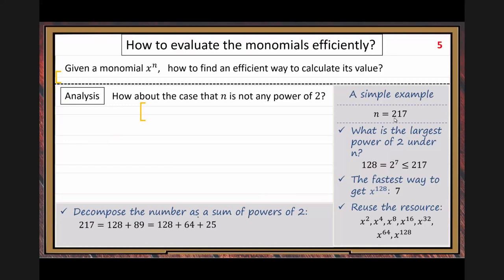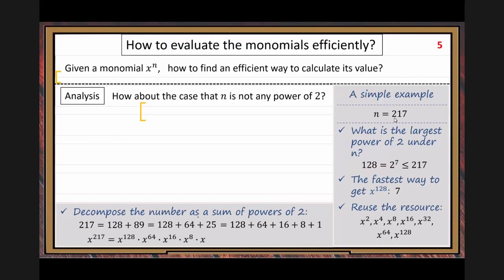So we try to split. We split 89 as 64 plus 25. 64 is a power of 2. 25 is not, so we split 25 as 16 plus 8 plus 1. Here, actually, you can see what we get: basically, the binary representation of 217, right? That's what we are doing here.